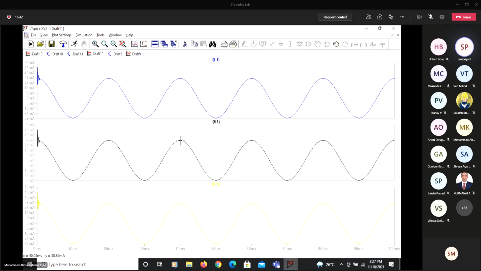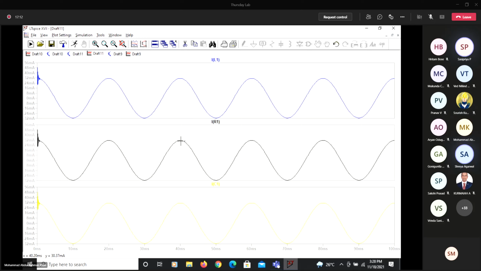31.30. What is the value? 30.6 milliamps. Just click there. 30.86. All of you are getting this value, 30.86 milliamps or amps? Milliamps. All of you are getting this value?